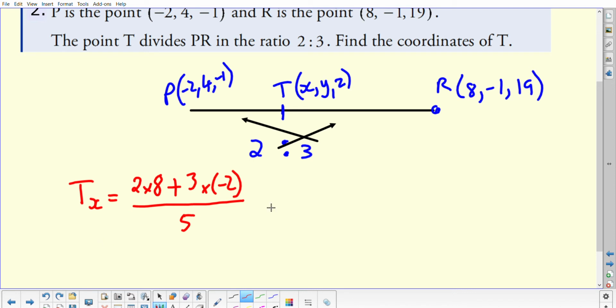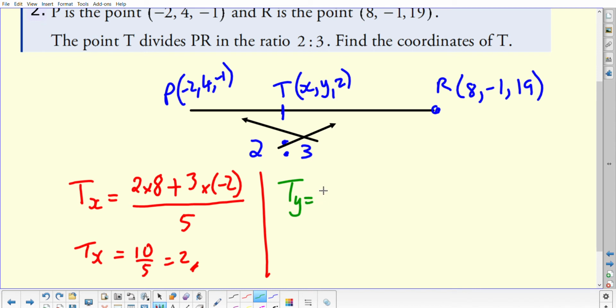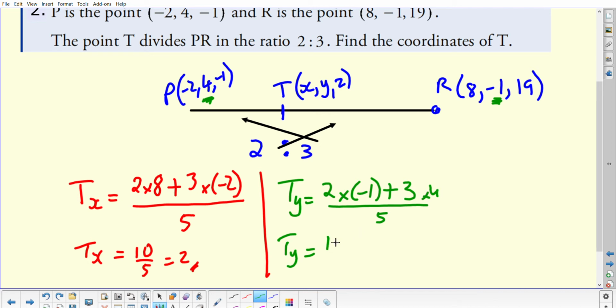If you work that out, you'll see you've got 16 on the top there. You're going to have 16 minus 6, so you'll have 10 over 5, which is of course 2. If you do the same thing with the y coordinate, so we'll be doing 2 times the -1 plus then 3 times the 4, and that will also be all over 5. And again, if you do that, you'll end up with -2 plus 12, which is going to be 10 over 5, so you get 2 again.